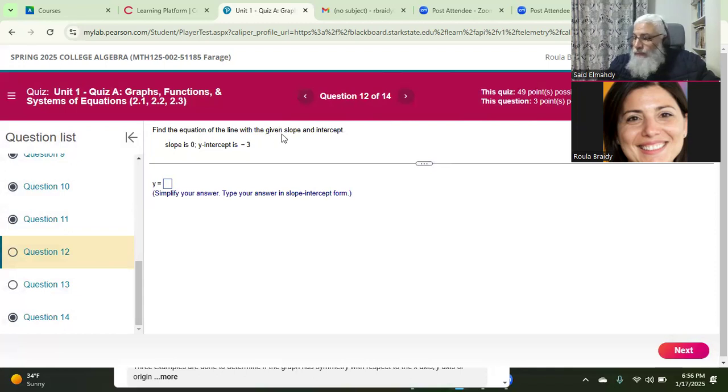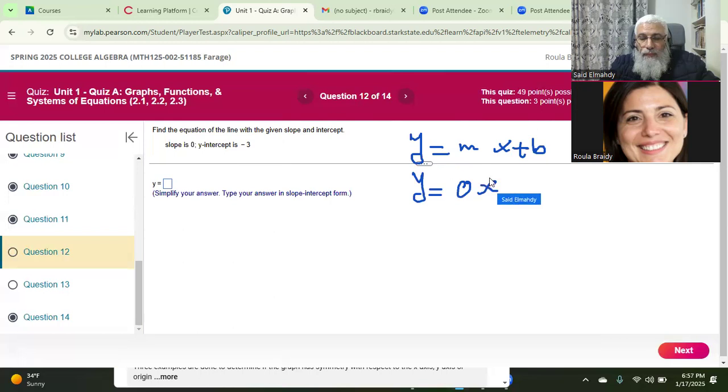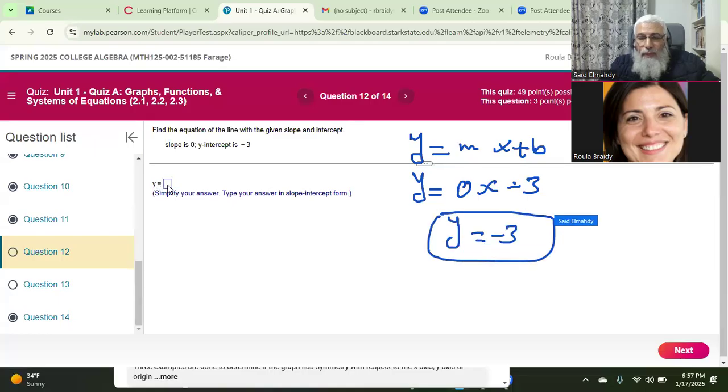Find the equation of the line with the given slope and intercept. The slope is 0 and the y-intercept is -3. So we can put our equation. Should we use y equals mx plus b? Yes. And then y equals -3, correct. This is a horizontal line.